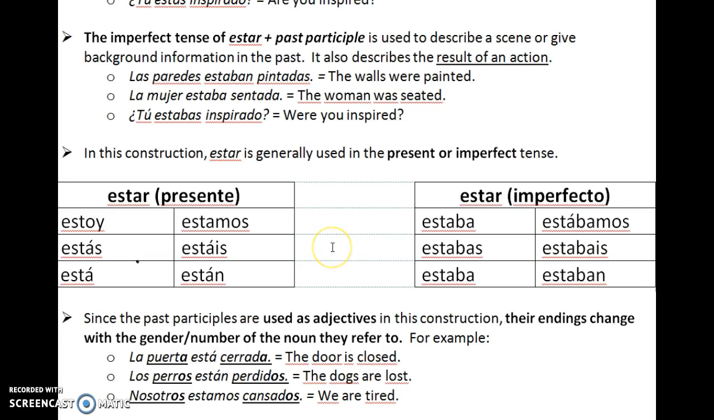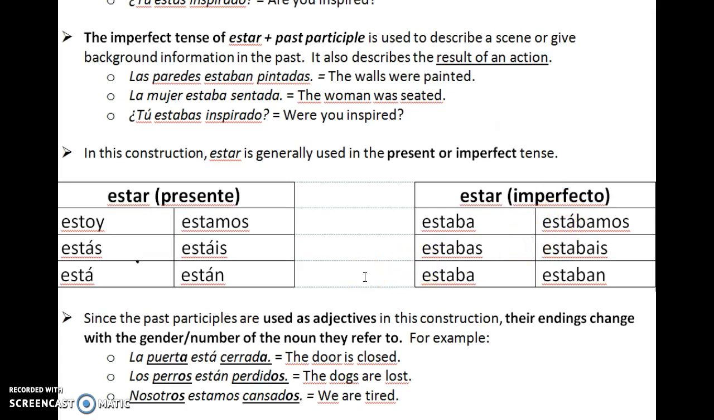Estoy, estás, está, estamos, están. Or in the imperfect, estaba, estabas, estaba, estábamos, estabais, estaban. Now notice that estar has accent marks on estás, está, estáis, and están. So don't forget to put in those accent marks, and of course also on estábamos in the imperfect.